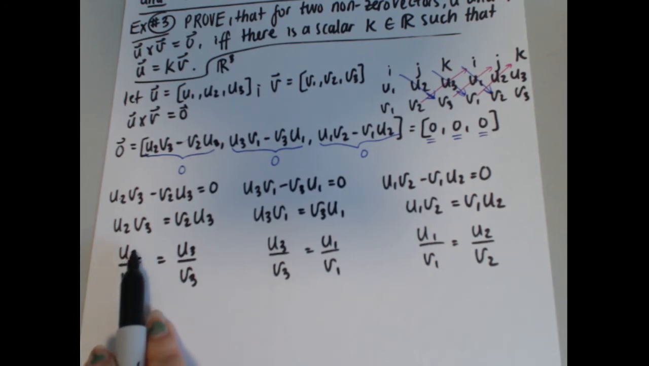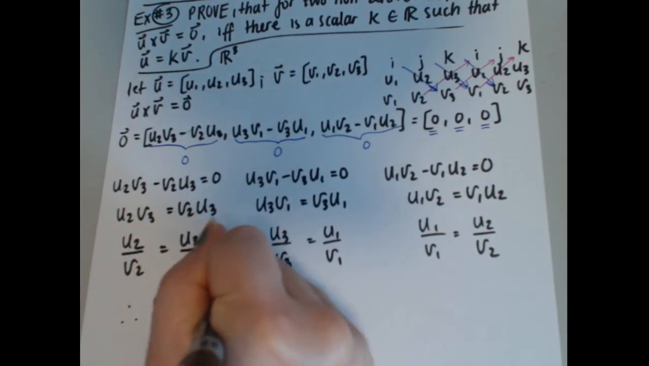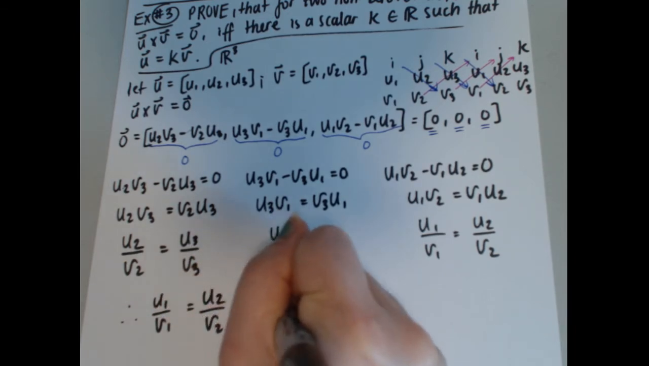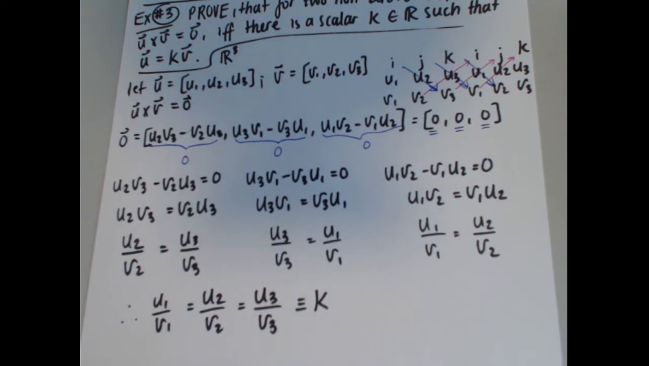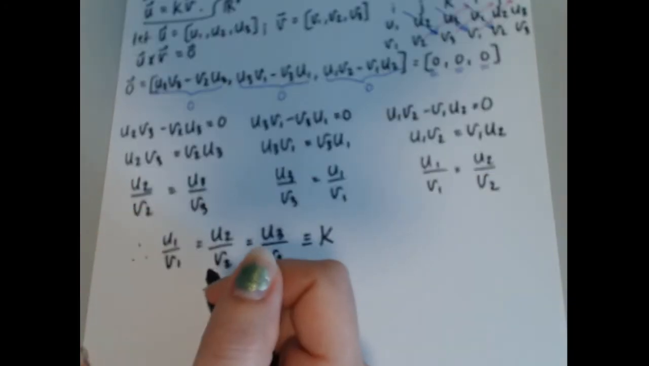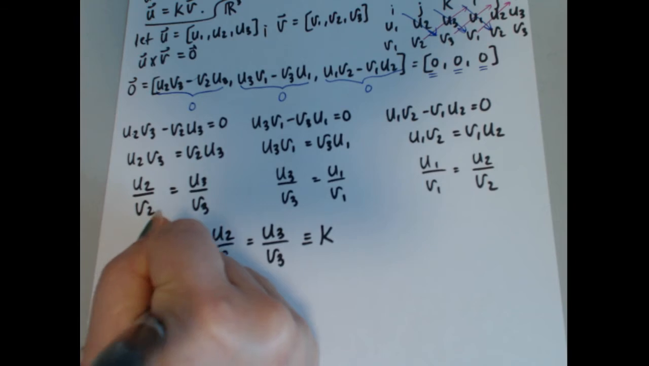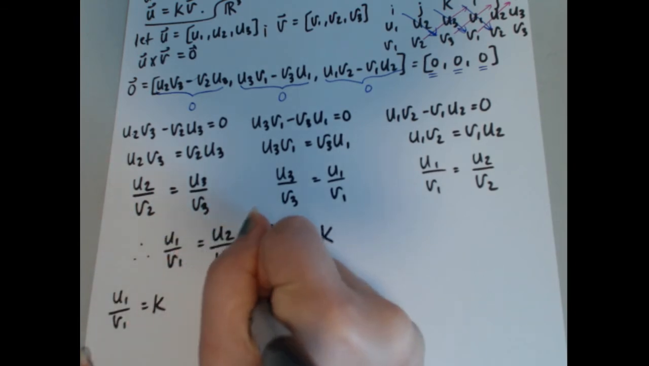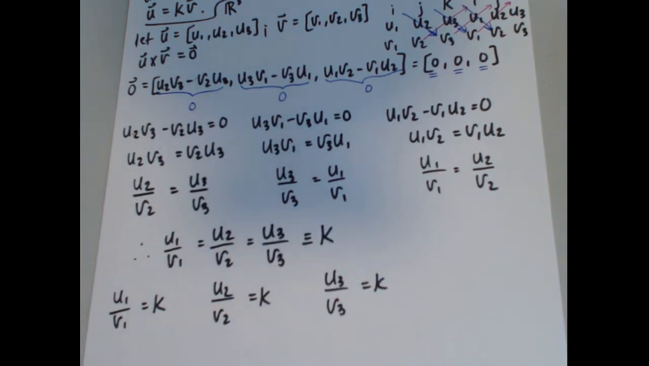And keep in mind that each one of those entries is just a number. So all of these entries, they are not only equal to each other, but they're equal to a constant. So then my next line is this. Therefore, u1 over v1 is equal to u2 over v2, which is equal to u3 over v3, and we're just going to call that k. K is a constant. So now if each of those is equal to the constant k, I'm going to make their own expressions. u1 over v1 is equal to k, u2 over v2 is equal to k, and u3 over v3 is equal to k. Right? They're all equal to k.